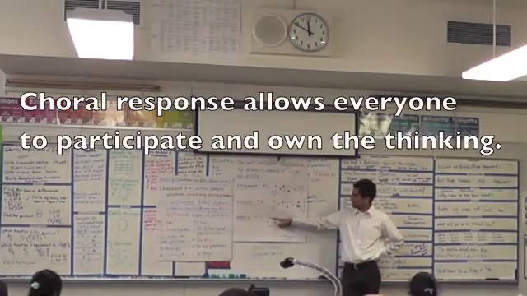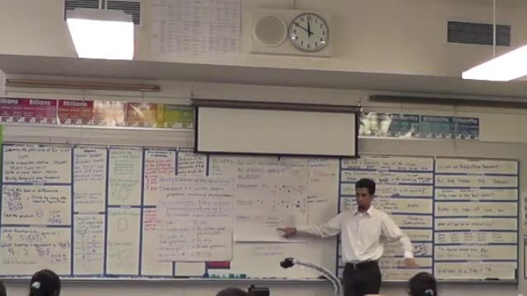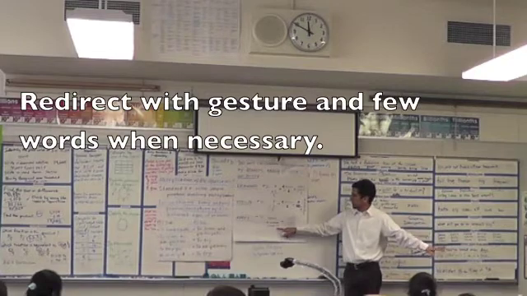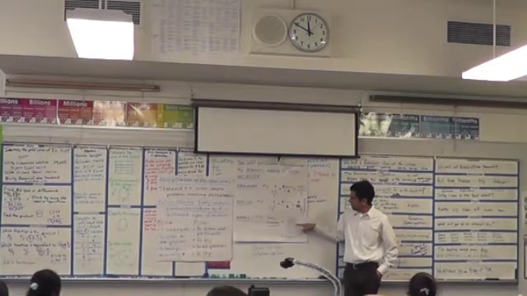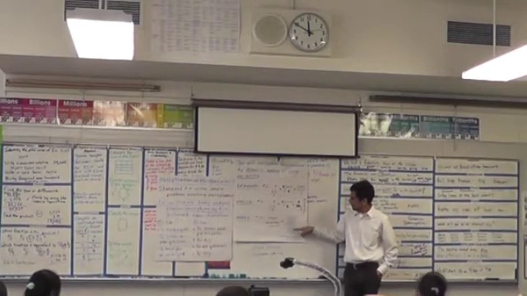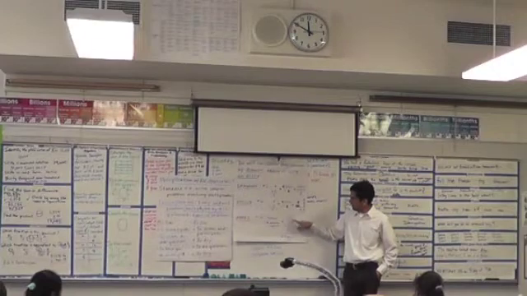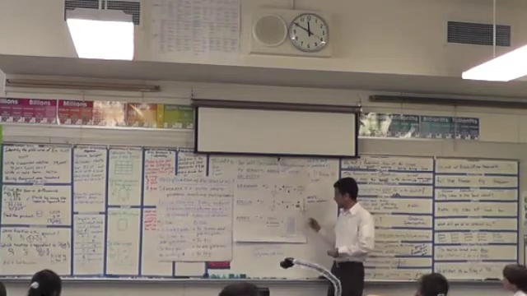Now, repeat after me. 9 rows with 4 children in each row. You don't need your pencil. I have 9 rows with 4 seats in each row. I have 9 groups of 4.